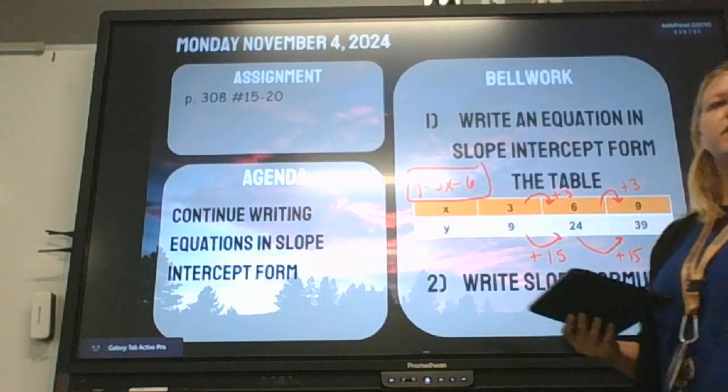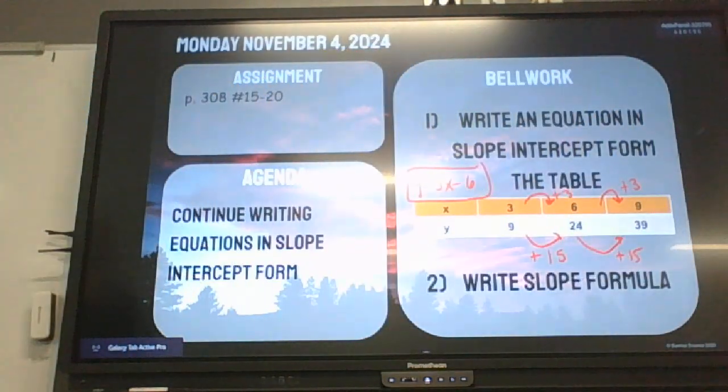Alright, so we're going to build on this today. It's going to be even more difficult. This was how we left off Friday. Writing equations for tables. Today is going to be the most difficult skill in 4.1. We're going to have to write equations only given 2 points. So we're going to need the slope formula. Let's write it down. Y2 minus Y1 over X2 minus X1. That's going to be very important in today's work.